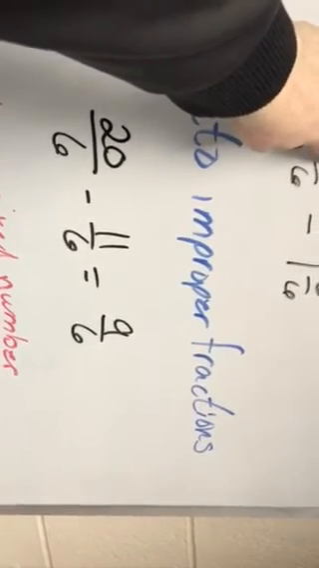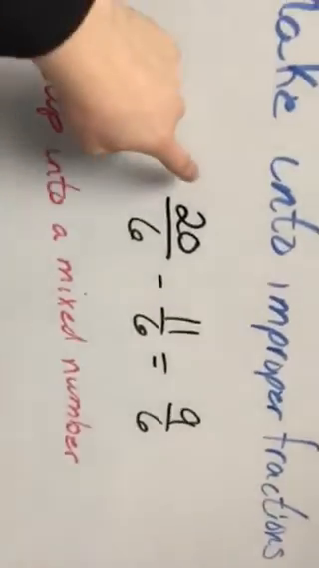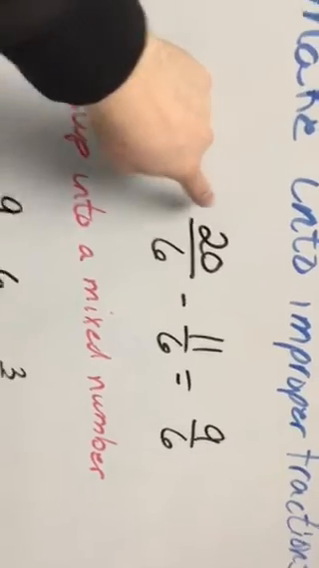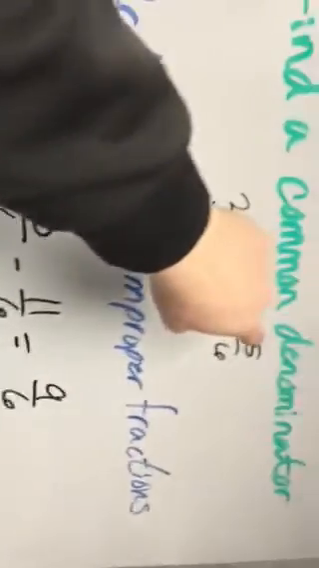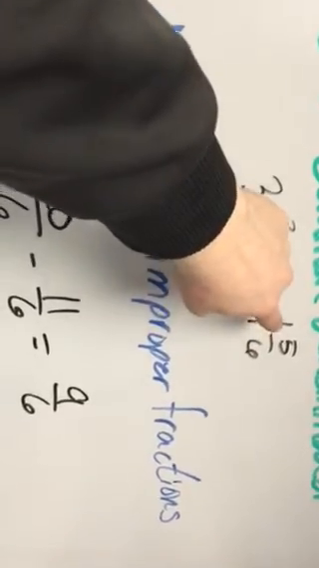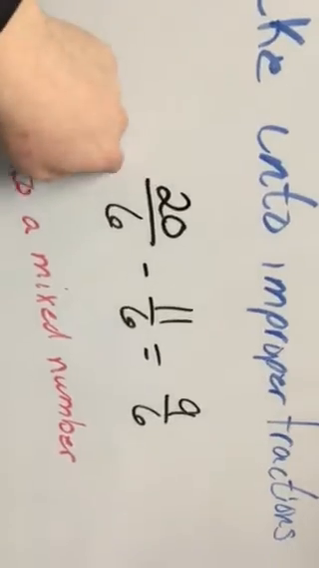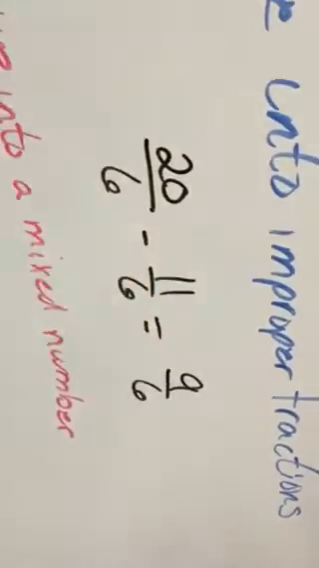And then add my numerator, which is 2. So 3 times 6 is 18 plus 2 is 20. So I get 20/6. And then over here, oh, I'm sorry, you couldn't see that. I take 1 times 6 is 6 plus 5 is 11. So I get 11/6. 20/6 minus 11/6 equals 9/6.